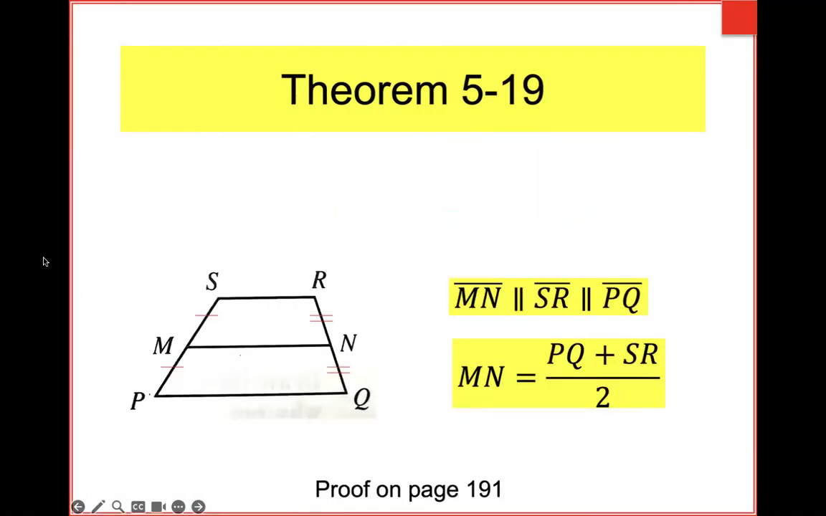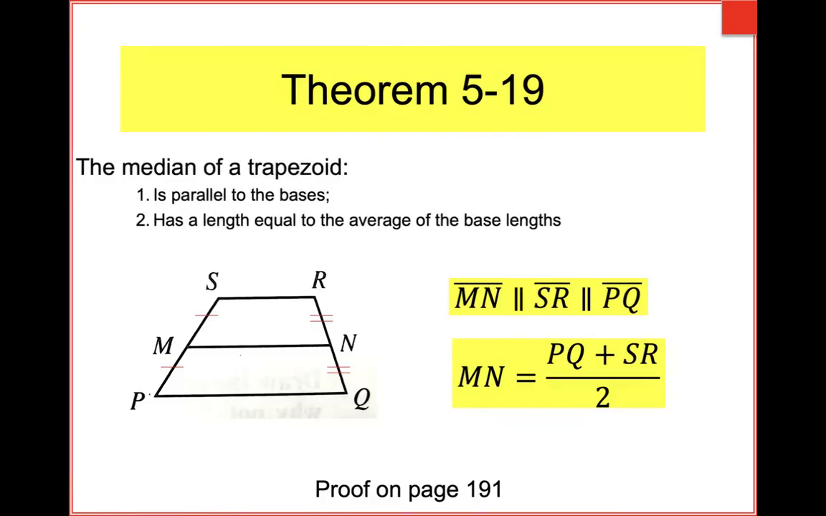All right, cool. So what did we just prove? We proved theorem 5.19, which says that if you have a trapezoid, not an isosceles one by the way, and you have the median of the trapezoid, then the median MN is parallel to the two bases and it's equal to 1/2 of the sum of the two bases. So if you have a median, it's parallel to the two bases and its length is equal to the average, which just means the two bases added together divided by 2.